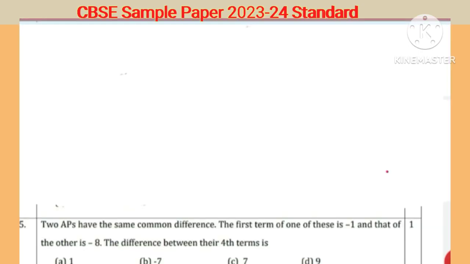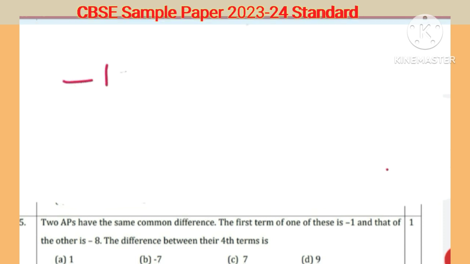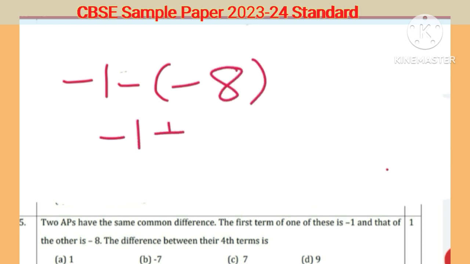Now let's see question number 5. Two APs have the same common difference. If the first term of the first is minus 1 and of the other is minus 8, then what is the difference between their fourth terms? It will be the difference between their first terms only. Minus 1 minus minus 8 gives you minus 1 plus 8, that is 7. So C is the right option.